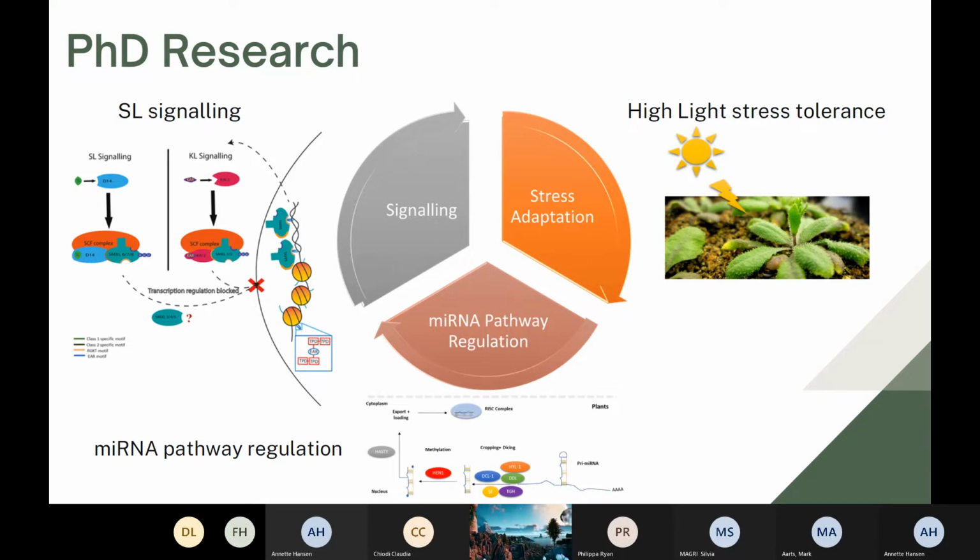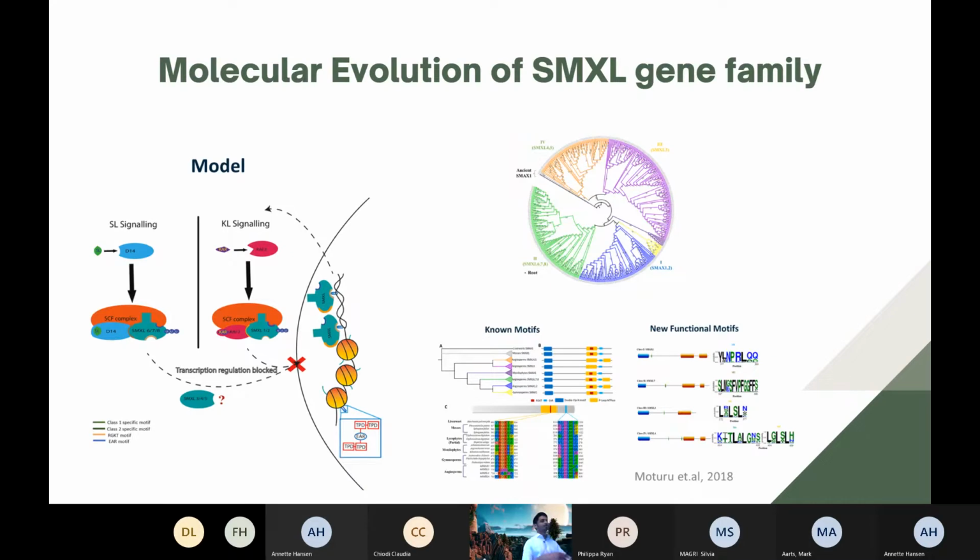So I'll quickly run you through. I'm trying to pack some amount of research work into a couple of slides, so please bear with me, and feel free to ask questions at the end. So I initially started to look at the strigolactone signaling.